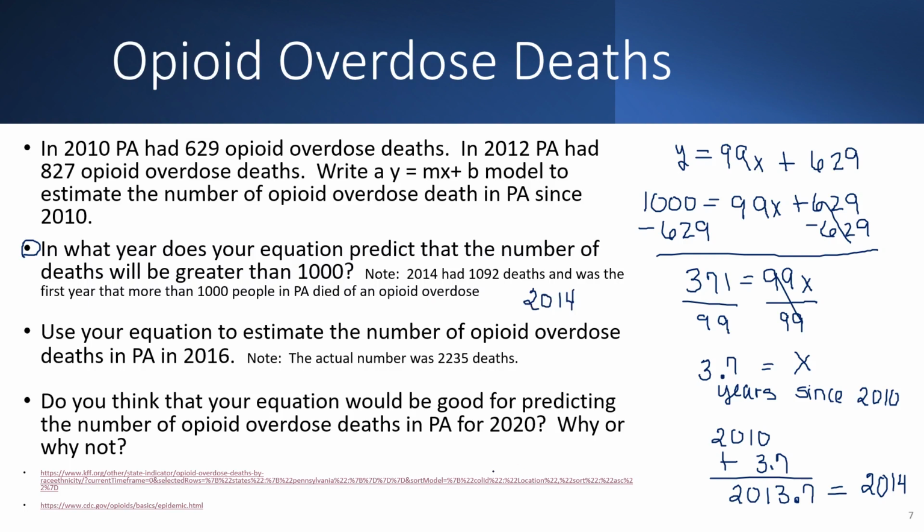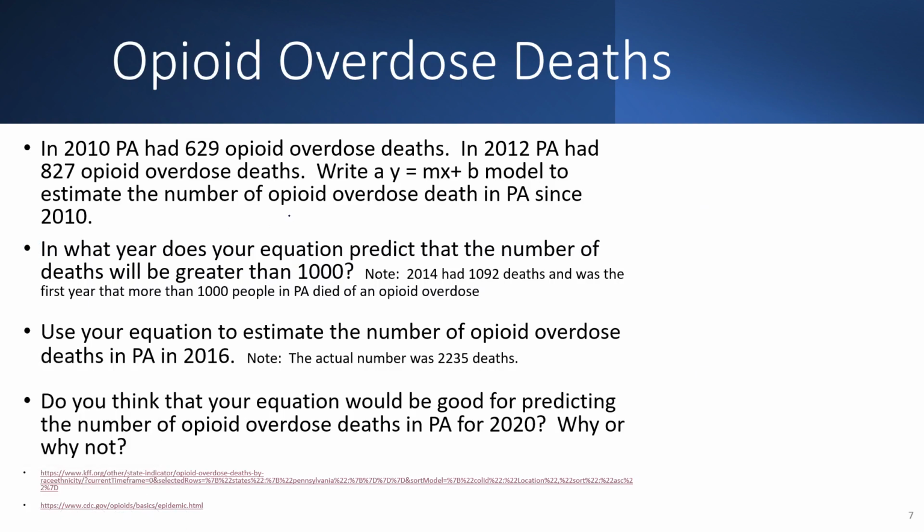And because this is historical, I used the website listed below and looked up that number, and in 2014, Pennsylvania had 1,092 deaths, and that was the first year that more than 1,000 people in Pennsylvania died of opioid overdose. And so our equation makes an accurate prediction of what really happened. And that is the whole point of creating a model, is to use it to accurately predict and then prepare for what's going to happen. So again, I'm going to erase my workspace here, and then we'll go on to the third question.